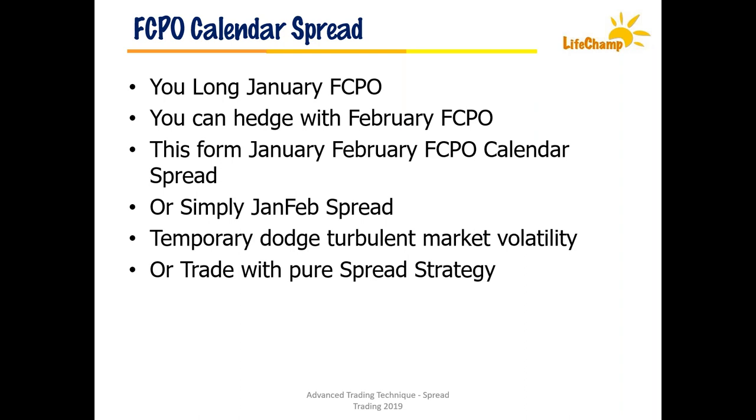Temporarily, this can dodge turbulent market volatility. That means sometimes when the market is quite volatile, you can turn a contract into spreads so that the volatility of the instruments is reduced quite a bit. Or you can trade with a pure spread strategy, that means without knowing the actual individual contract month selection, you can trade the spread strategy as well.